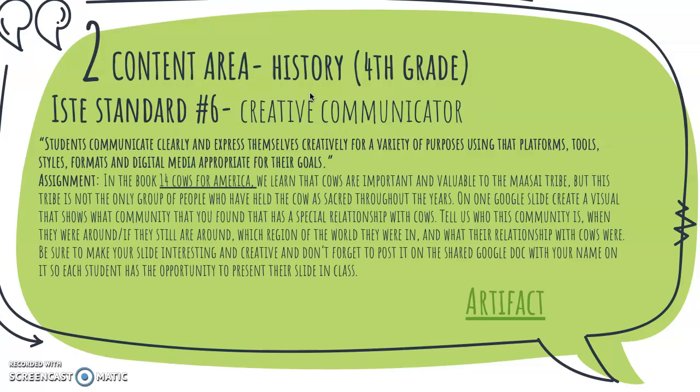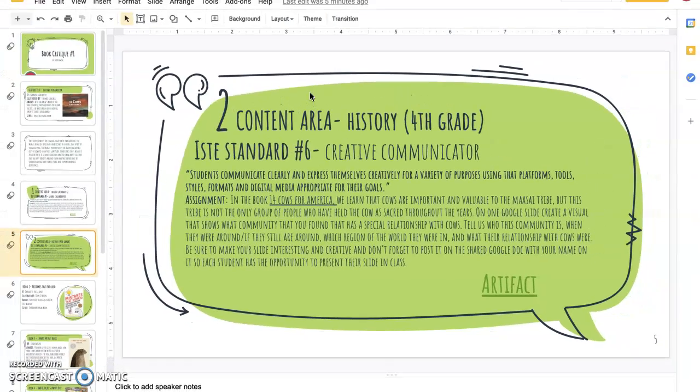In this assignment, I just described it saying, in the book 14 Cows for America, we learn that cows are important and valuable to the Maasai tribe, but this tribe is not the only group of people who have held the cow as sacred throughout the years. On one Google slide, create a visual that shows what community you found that has a special relationship with cows. Tell us who this community is, when they were around and if they're still around, which region of the world they were in, and what their relationships with cows were. Be sure to make sure your slide is interesting and creative, and don't forget to post it on the shared Google Doc with your name on it so each student has the opportunity to present their slide in class.